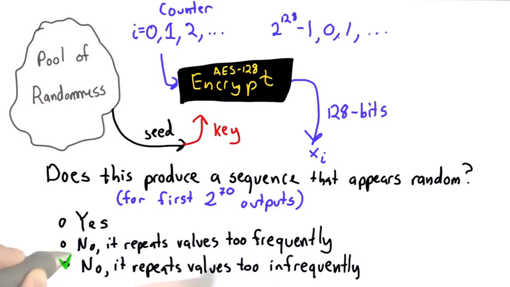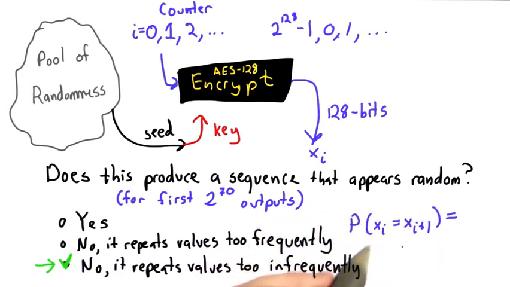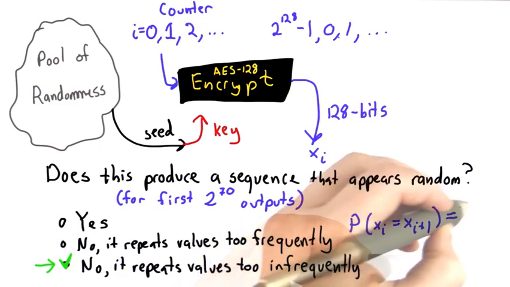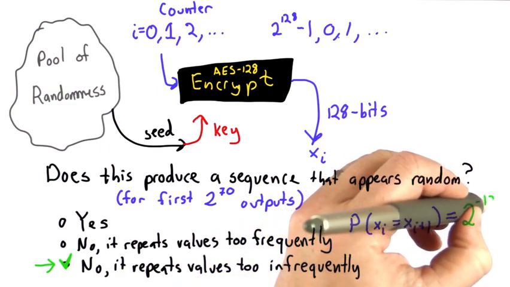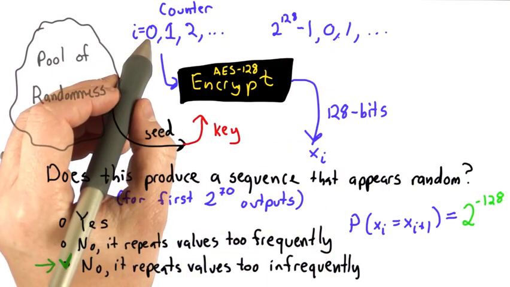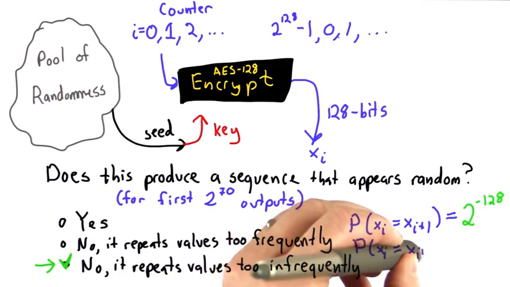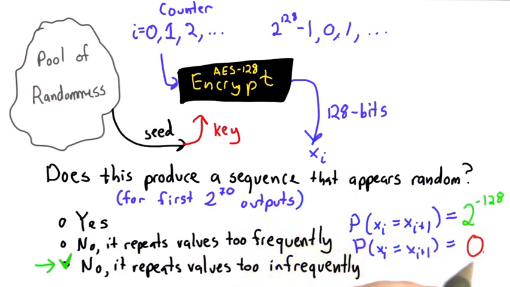The answer is no. It repeats values too infrequently. This may seem a little surprising. If it was random, well, the probability of 2 consecutive values being equal should be 2^-128. A very low probability, but not 0. If this is an encryption cipher, well, it satisfies the property of invertibility. So any value that's different here encrypts to a different value. So that would mean that for our actual pseudo-random number generator, this probability is actually equal to 0. And that's different from what it would be in a real random sequence.